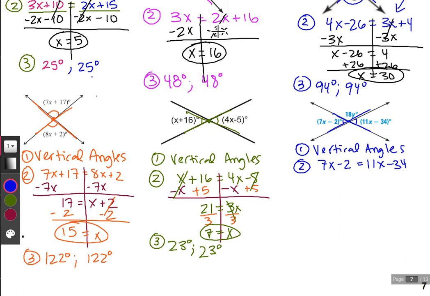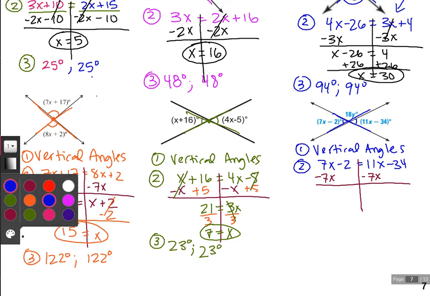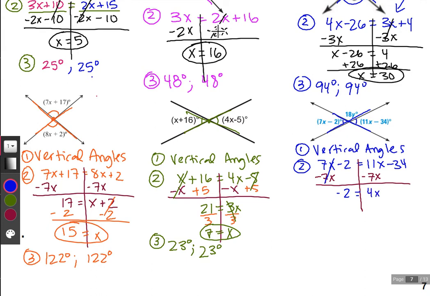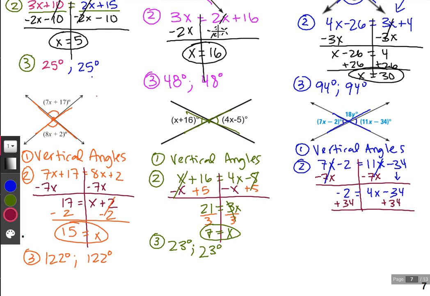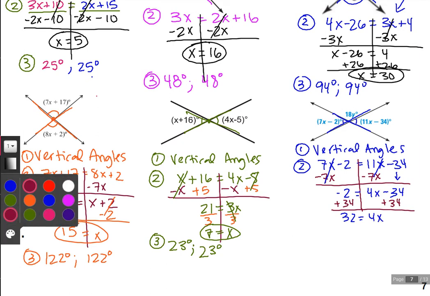All right, in terms of solving, subtract 7x on both sides. Okay, so it leaves a minus 2. 11x's take away 7x's leaves 4x's. Minus 34 comes down. Okay, add 34 on both sides. And we'll end up with 32 the same as 4x's. Divide by 4. So x is going to be equal to 8. Okay? So we have x equal to 8.